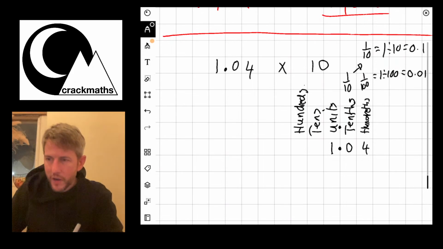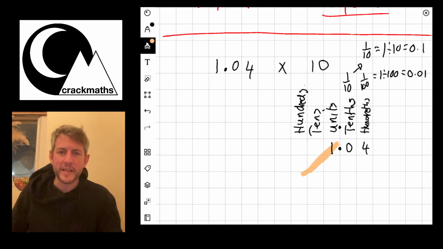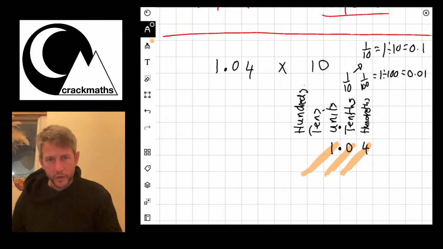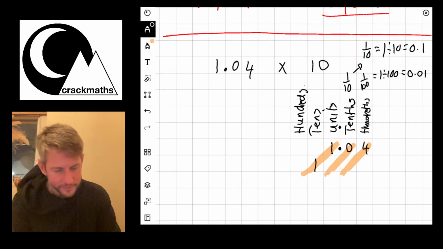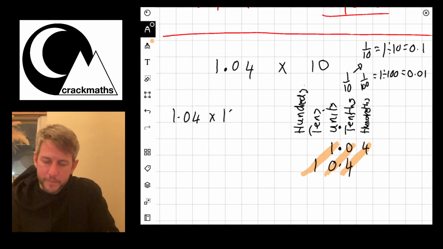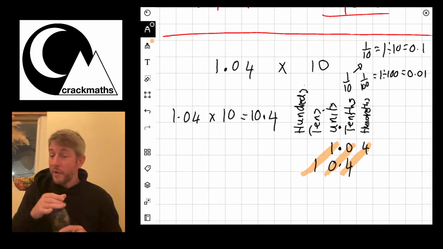So if we've got 1.04 multiplied by 10, what that gives us is this 1 moves into this place here, this 0 moves into this place, and this 4 moves into this place here. The whole pattern stays the same. Multiplying by 10 always just shifts stuff up 1 column. So 1.04 times 10 equals 10.4. Hopefully that is all good.